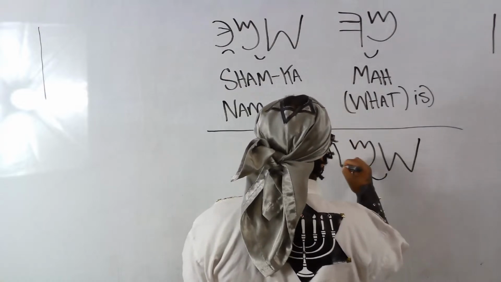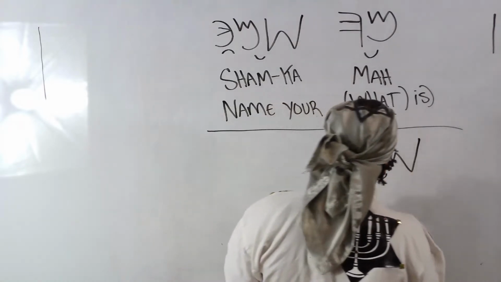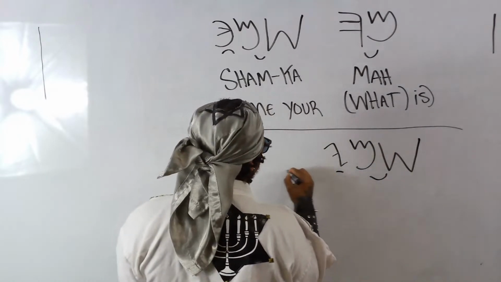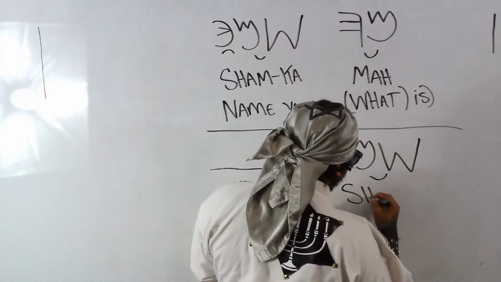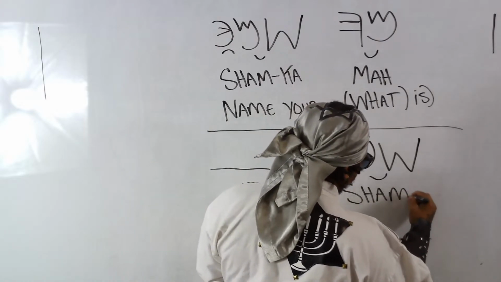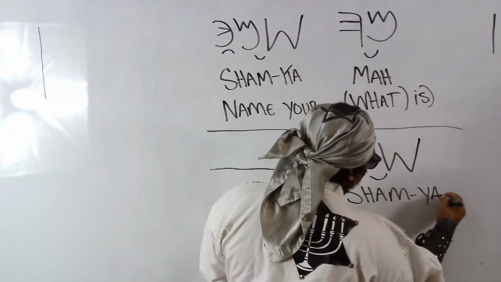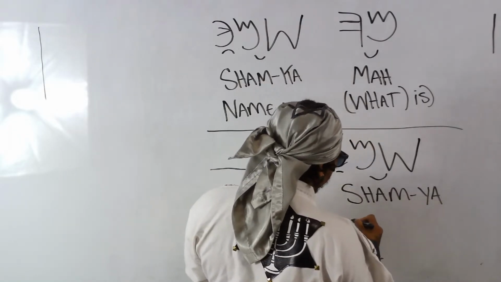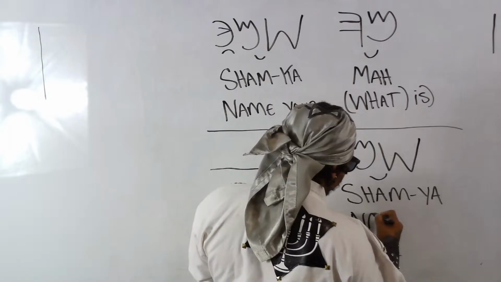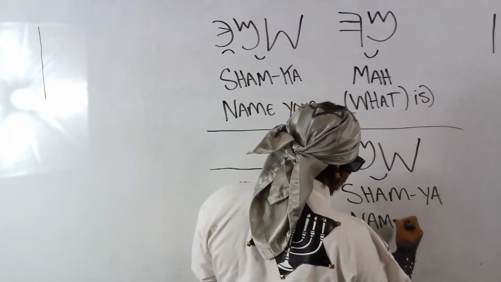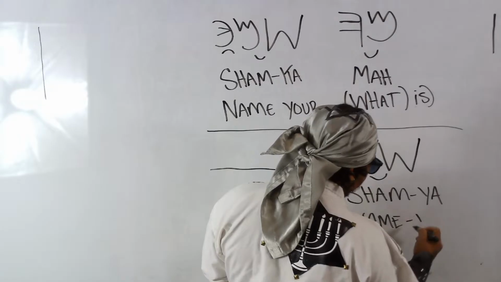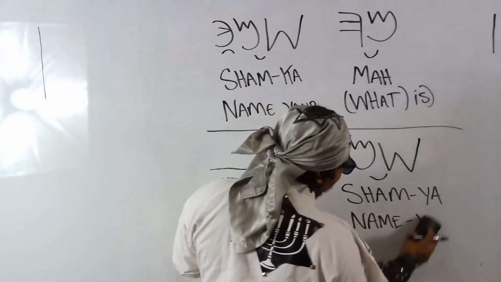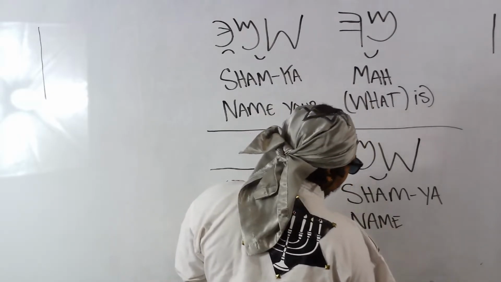Sham with the character Ya at the end, possessive character. Shamya, and then whatever your name is, right? So Sham is name. Shamya is my name, right? So Sham is name. And then Ya is my name. Like I put a dash there. I was about to go into the Hebrew. All right.